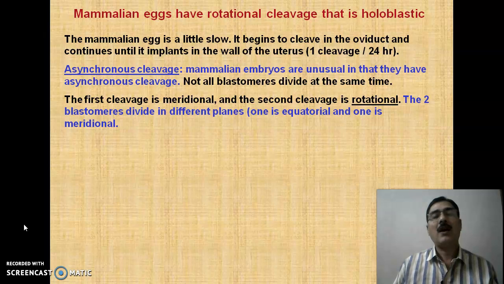As I told you earlier on, the process of cleavage and the rate of cleavage in the case of mammals is very slow. It begins to cleave in the oviduct and continues until it implants in the wall of the uterus. That is one cleavage per 24 hours.